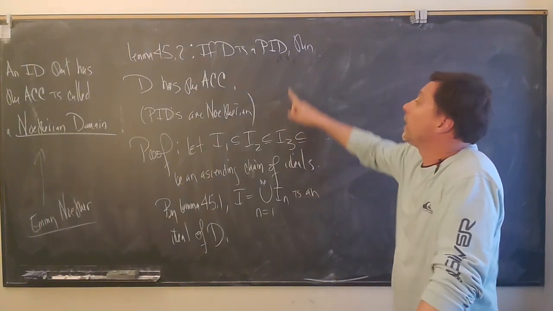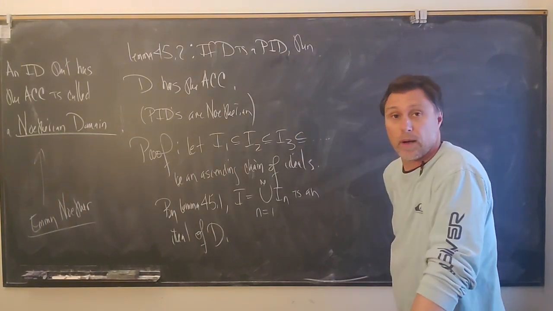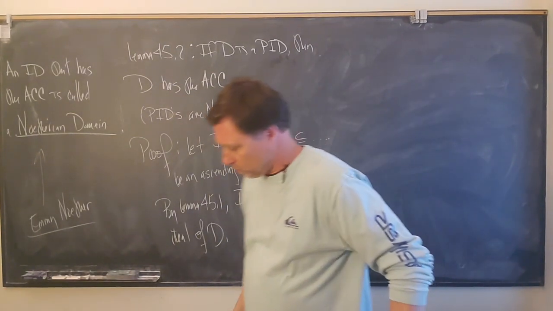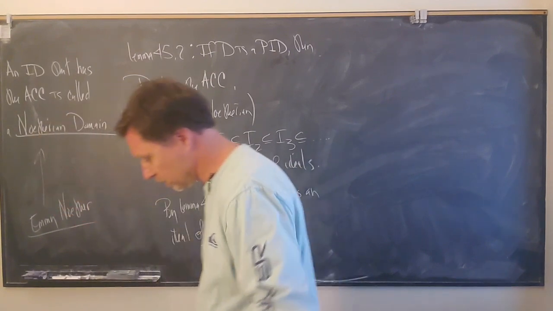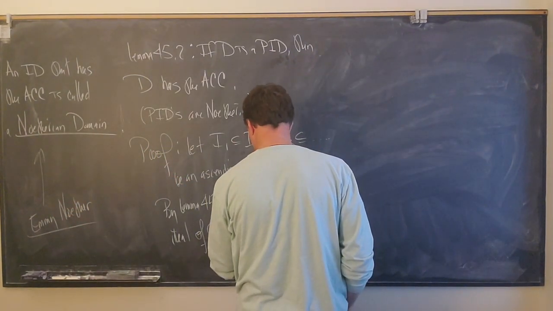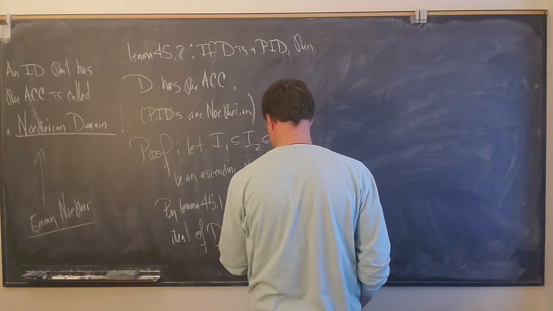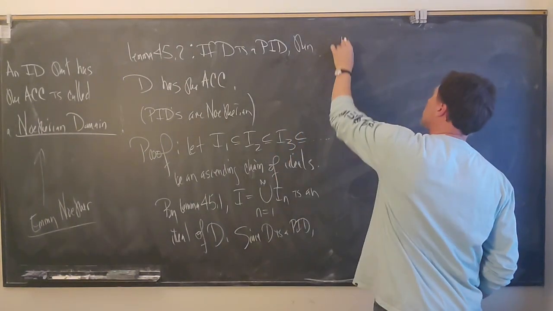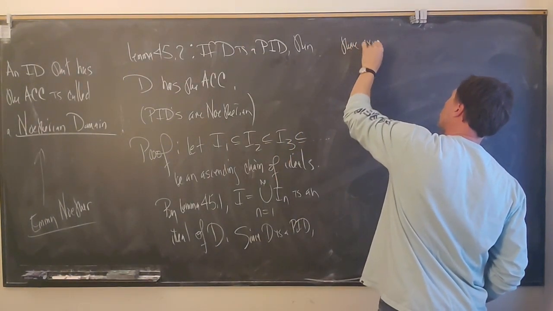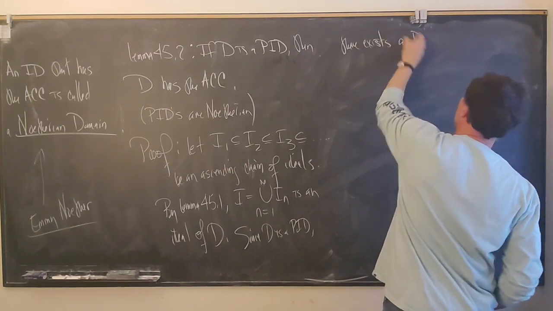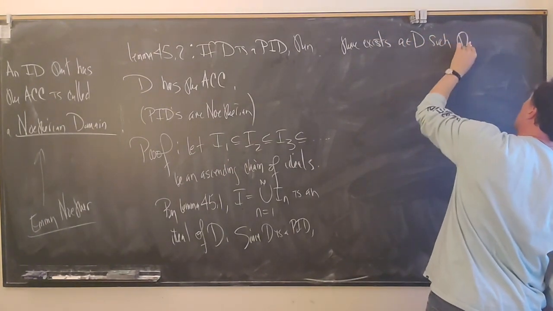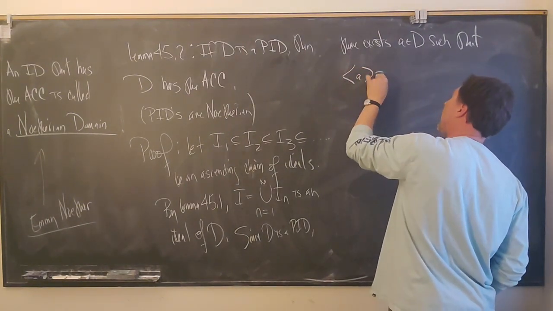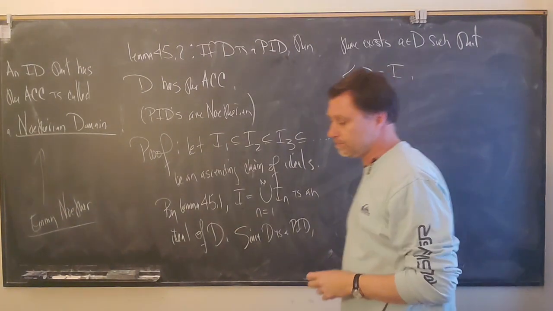Fine. But we're in a principal ideal domain, which means that I has a generator, which let's call little a. So since D is a PID, there exists little a in capital D such that the ideal generated by little a is equal to capital I.